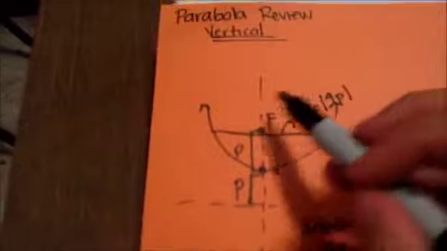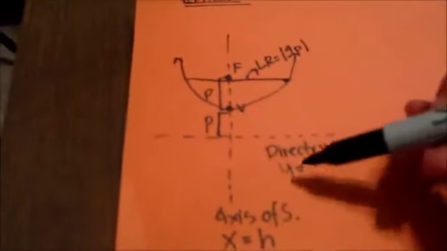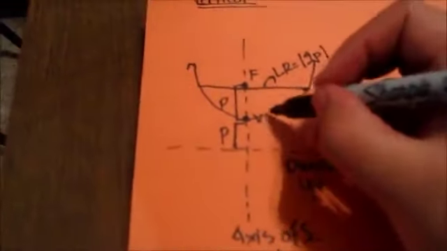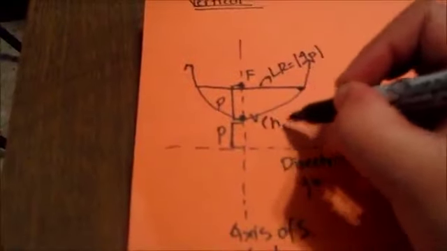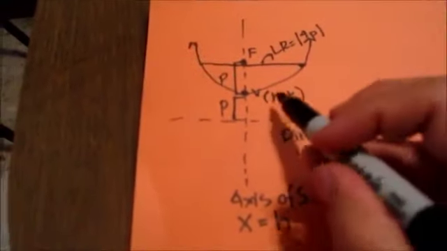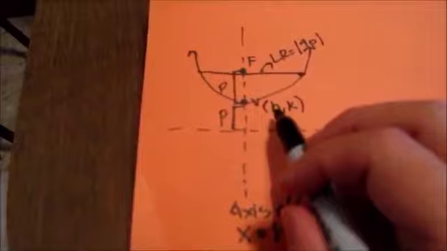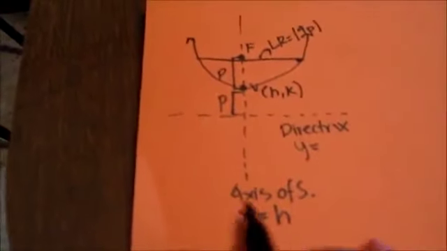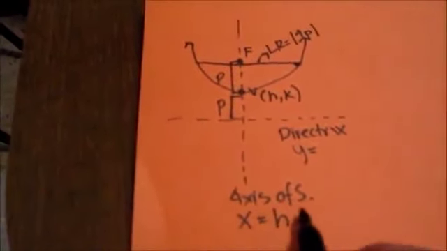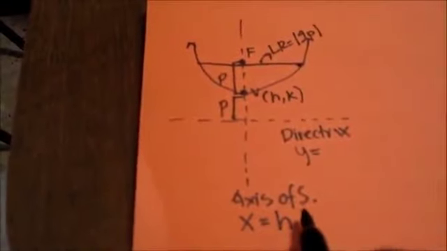And then you have 1, 2, 3, 4, 5, and 6 elements. Remember, the vertex is going to be h, k. So remember, the x value of the vertex is the x on the axis of symmetry.